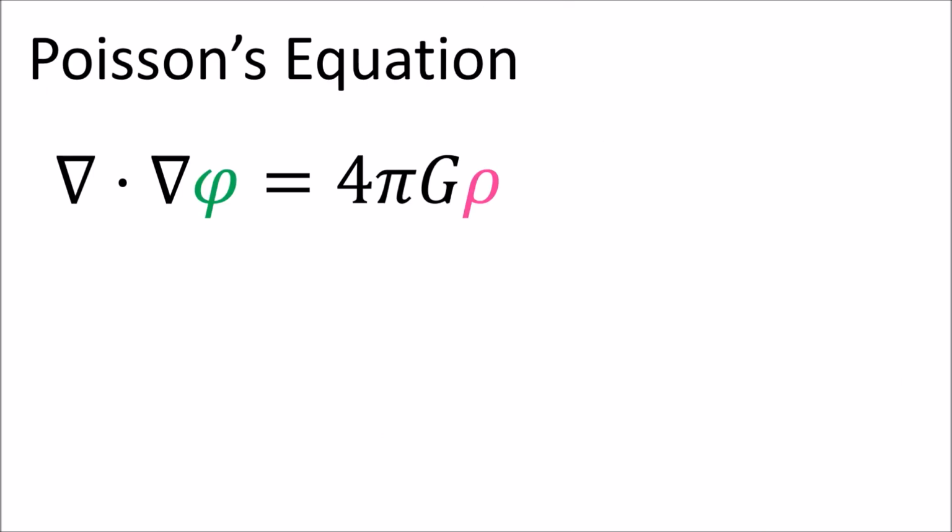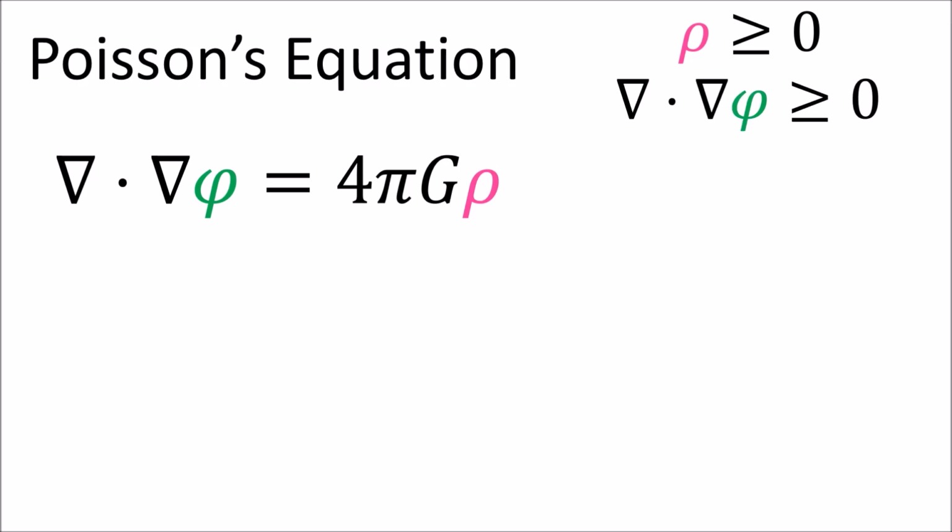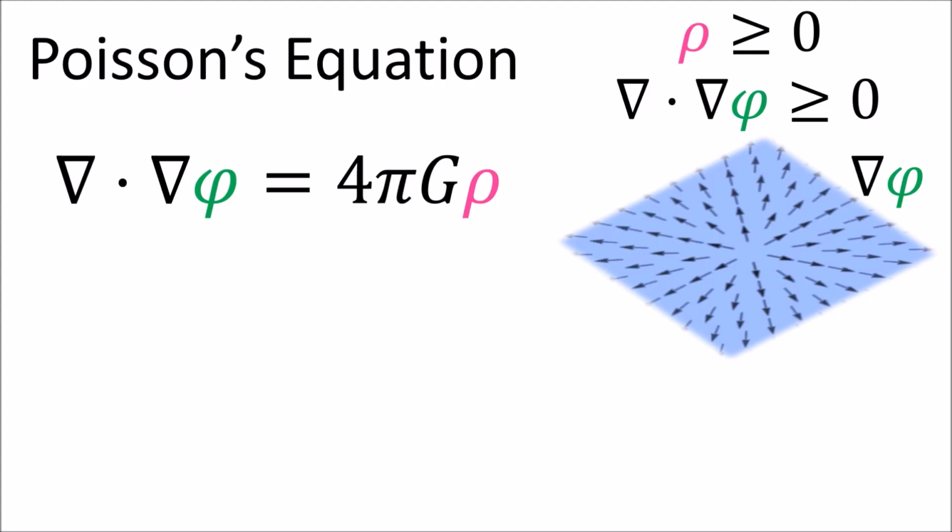So looking at Poisson's equation again, the mass density is always a positive number or zero. It doesn't make sense to have negative mass or negative mass density. So this means that the Laplacian of the potential is always greater than or equal to 0. So this means the divergence of the vector field that comes from the gradient of phi is always a positive number if it's non-zero, meaning the vectors in the gradient of phi point outward.